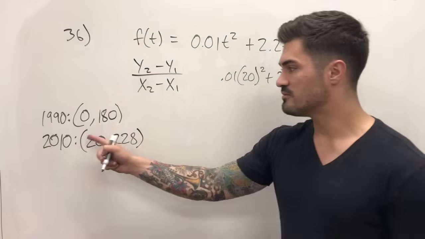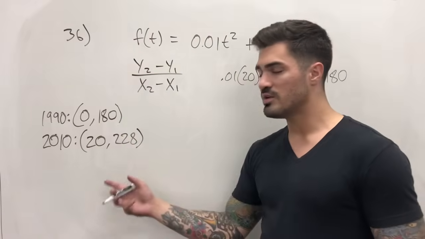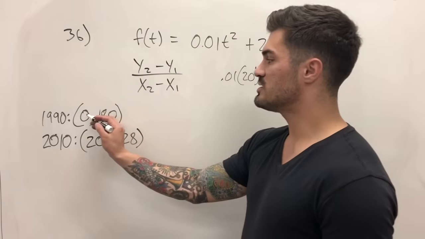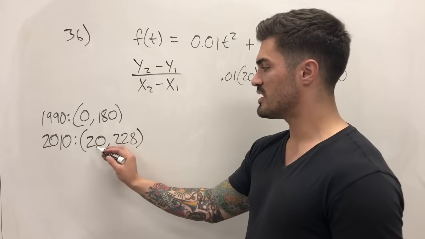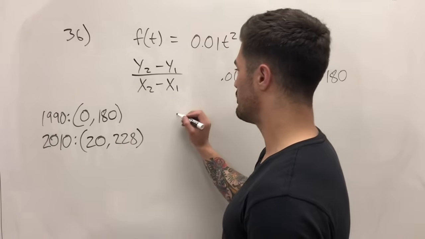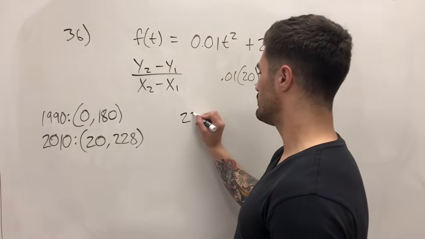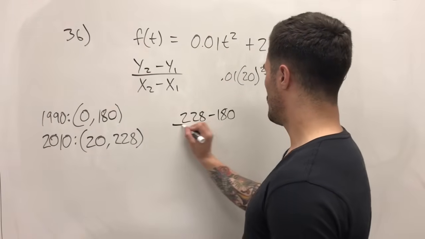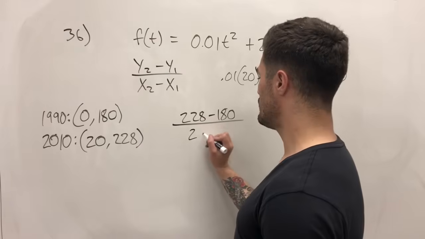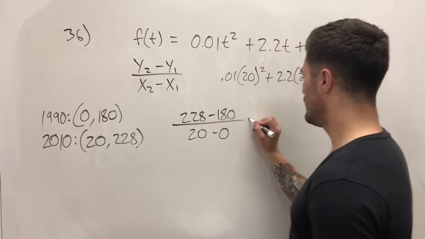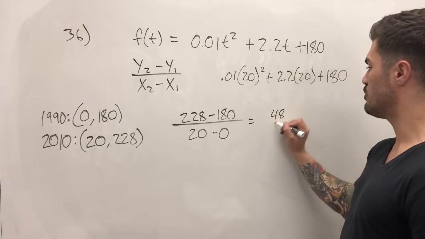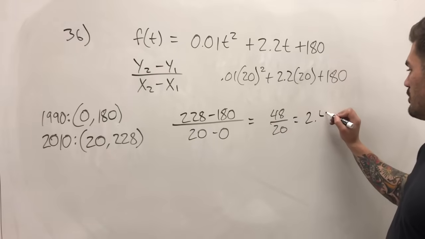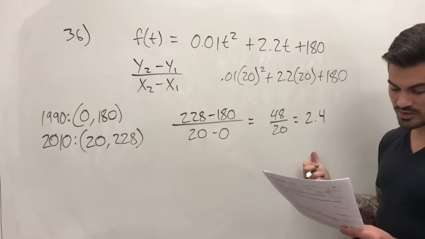So this can be my x1 and y1, or it can go either way, but we're going to use this formula. So I'm going to use this as x1 and y1, and this is x2 and y2. So I have y2 is 228 minus y1 is 180 over x2 is 20 minus x1 is 0, and this comes out to be 48 over 20, which is 2.4.